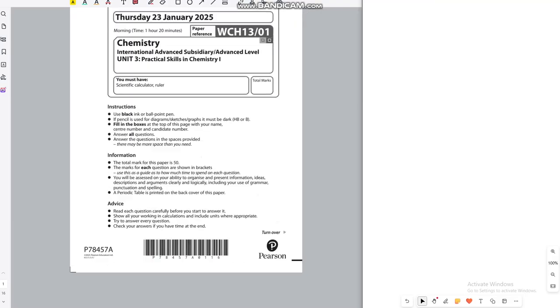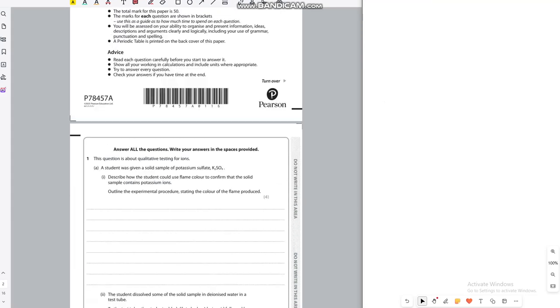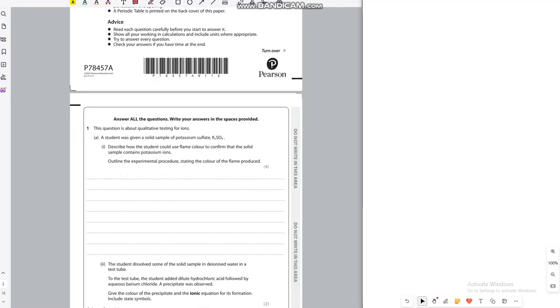Alright. This question is about qualitative testing for ions. The student was given a solid sample of potassium sulfate. Describe how the student could use the flame color to confirm that the solid sample contains potassium ions. Outline the experimental procedure stating the color change, stating the color of the flame produced.